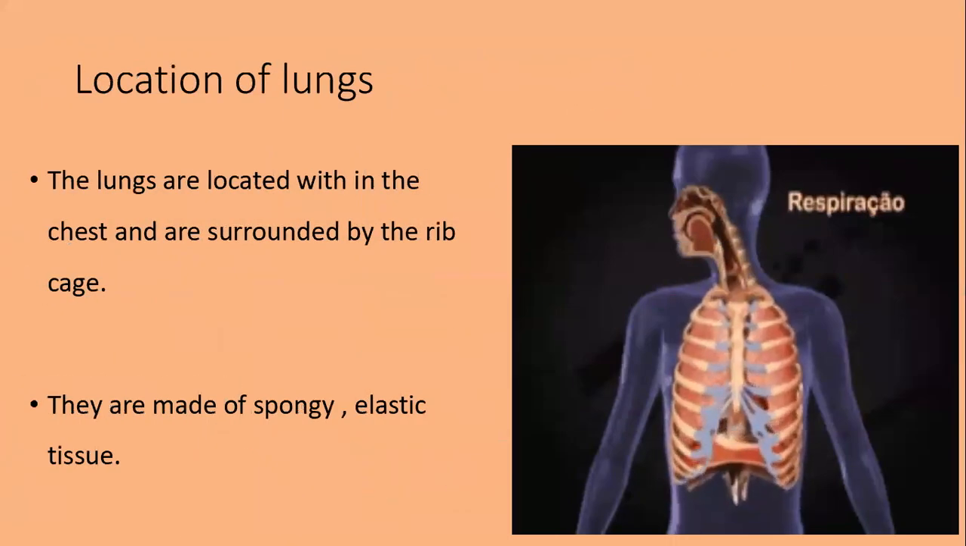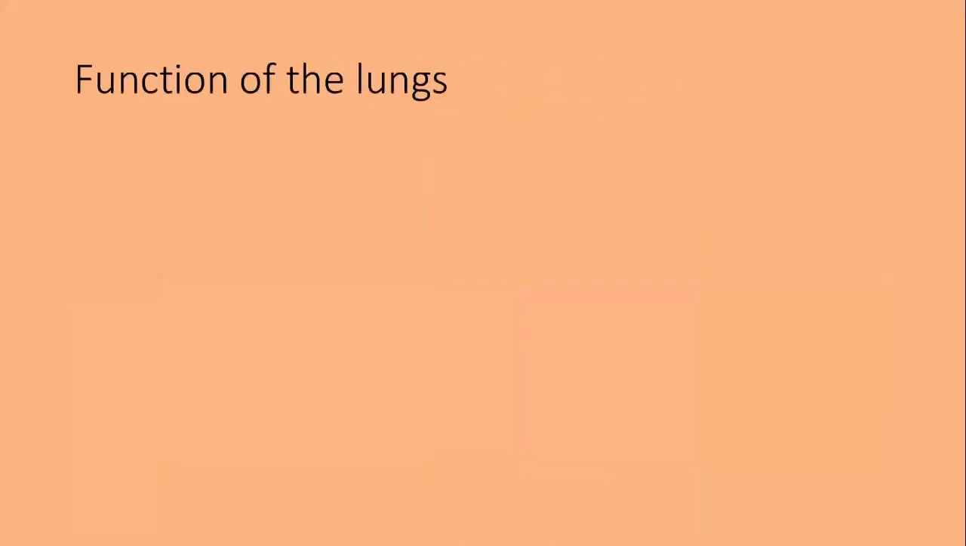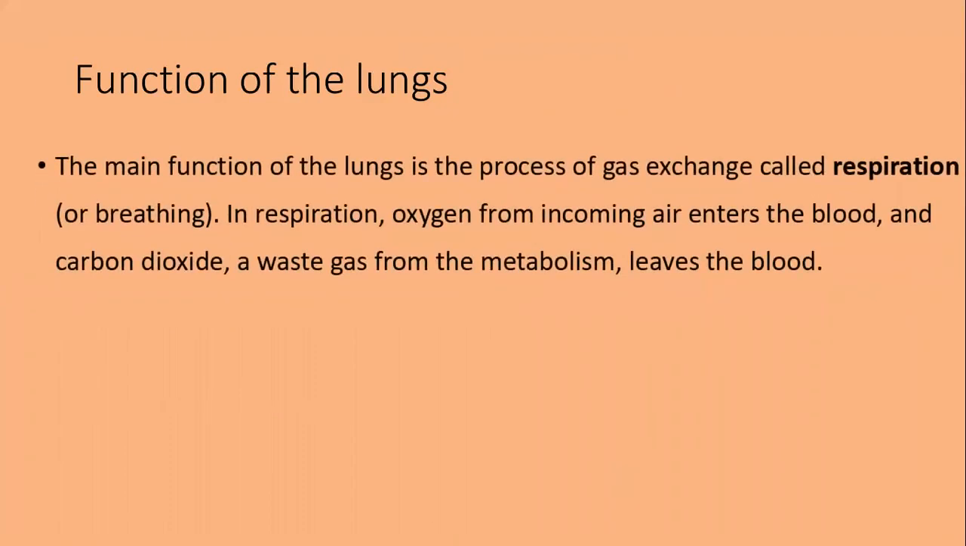Lungs are located within the chest and surrounded by the rib cage. They are made from spongy, elastic tissue. Function of the lungs. The main function of the lungs is the process of gas exchange called respiration or breathing. In respiration, oxygen from incoming air enters the blood and carbon dioxide, a waste gas from the metabolism, leaves the blood.